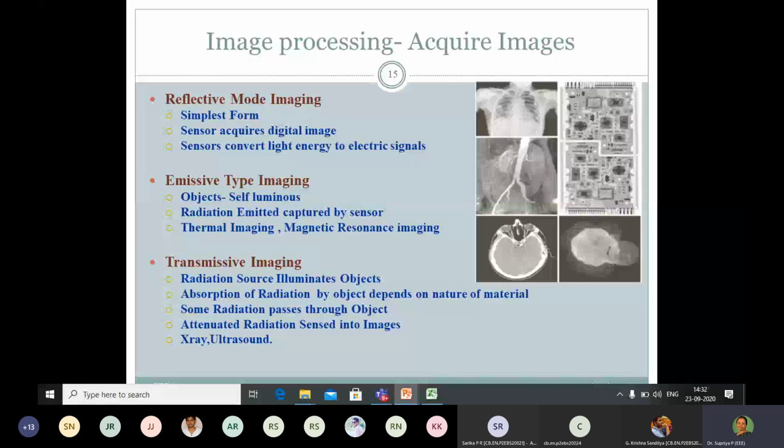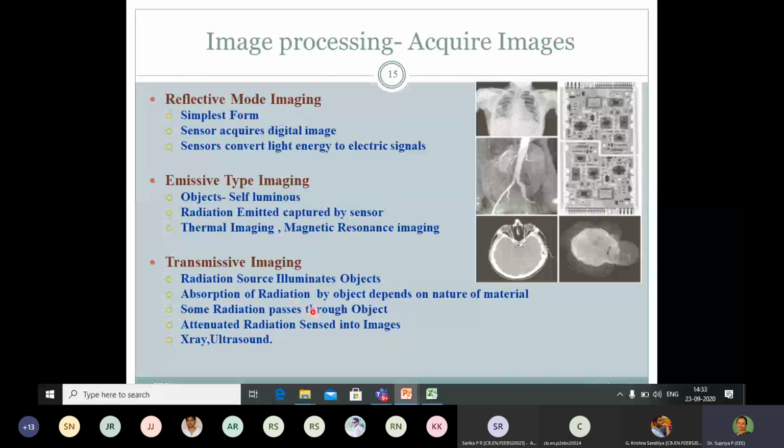Next, in order to acquire images, most of us are aware of various methods of imaging. The first one is called reflective mode imaging. Most of us are familiar with this. This is the simple one where the sensor acquires the digital image and converts the light energy to electrical signals. Transmissive imaging is the second one I would like to discuss.